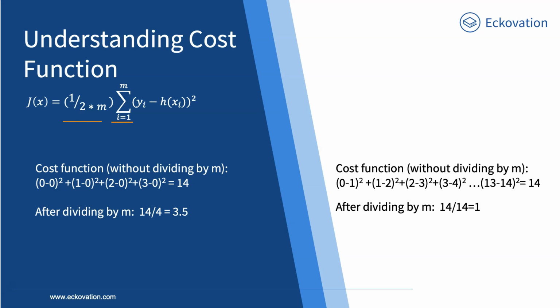There is a 2 multiplied by m in the denominator for no particular reason. It is just a common practice to multiply m by 2 before dividing. It does not affect our model in any drastic manner. This was a cost function used to reduce errors in regression problems.